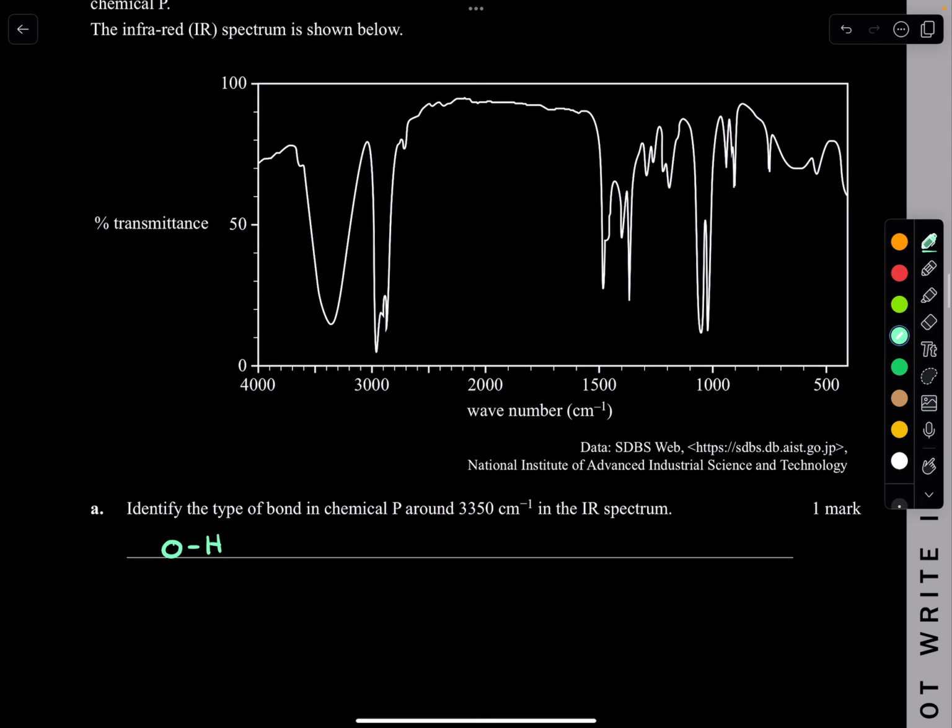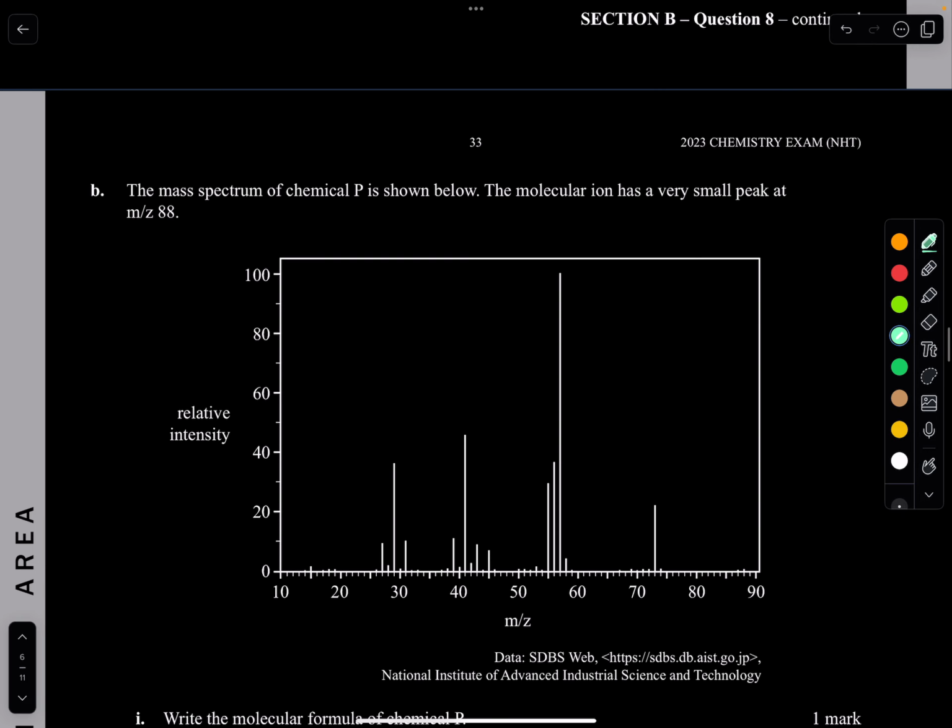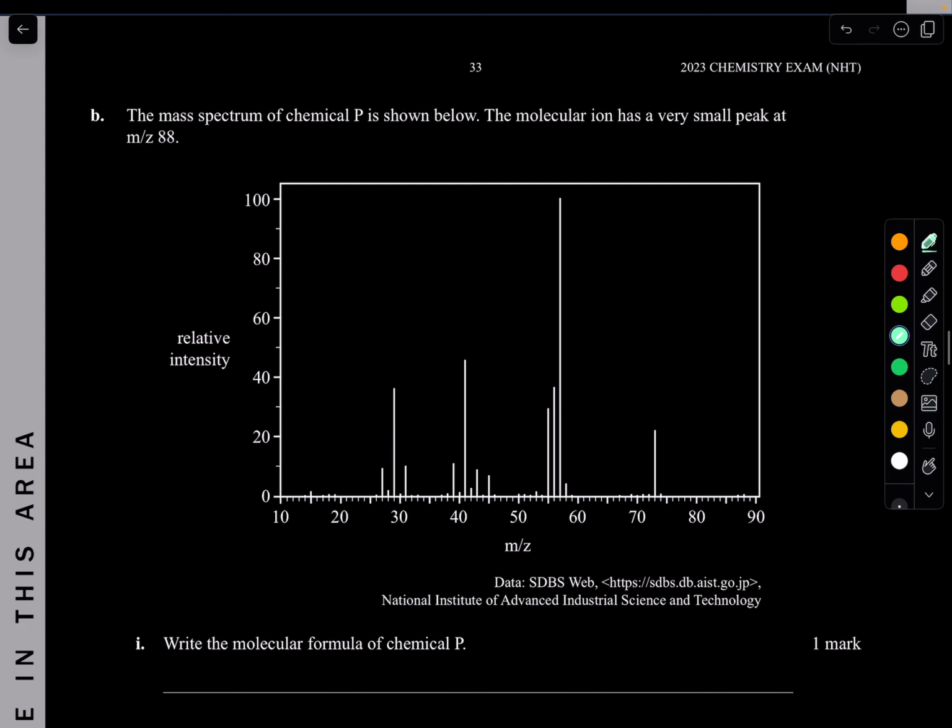All right, let's do the next part. B. The mass spectrum of chemical P is shown below. The molecular ion has a very small peak at 88. So 88, where is that? There we go. So that's 88. So that's our molecular ion. So that's our molar mass of our molecule P.